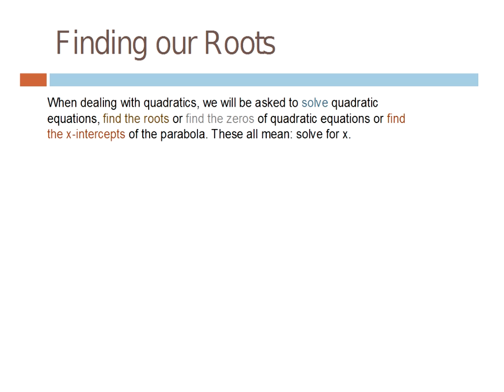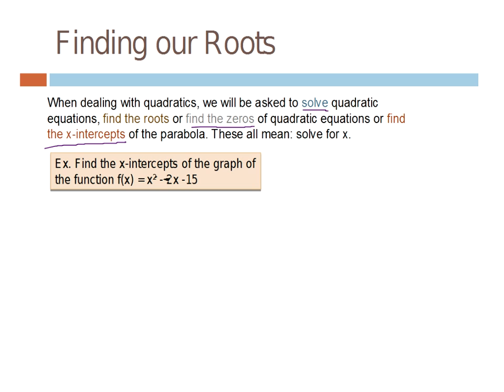So this is called finding our roots, and there are a couple ways that I can ask you to do that. I can ask you to solve a quadratic. I can ask you to find the zeros of a quadratic equation, or find the x-intercepts of the parabola. And basically what I'm talking about here is solve for x. So here's an example that I'll do 3 times, 3 different ways. Find the x-intercepts of the function f of x equals x squared minus 2x minus 15.